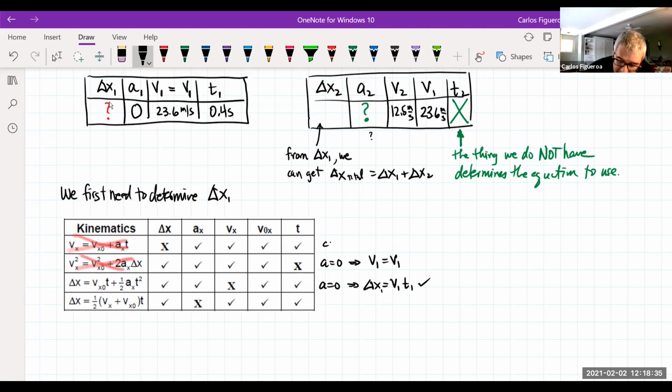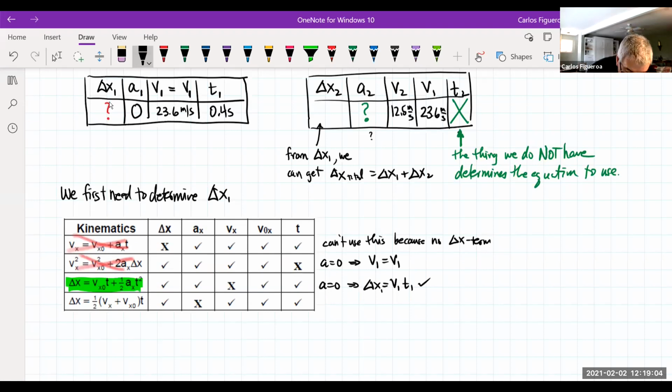So we can't use this one because there's no delta x term. If I look at this scenario, I can use the last equation, but it looks like this is the easiest one to use. So this is the equation that I'm going to use right here. So I'm going to pick that equation.